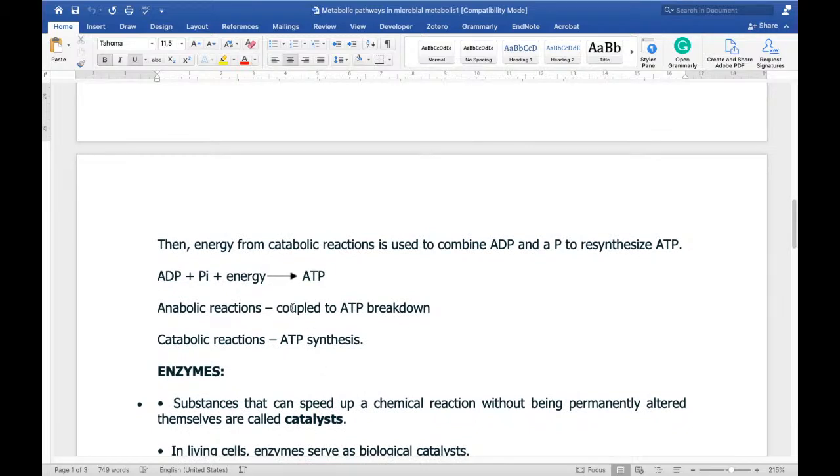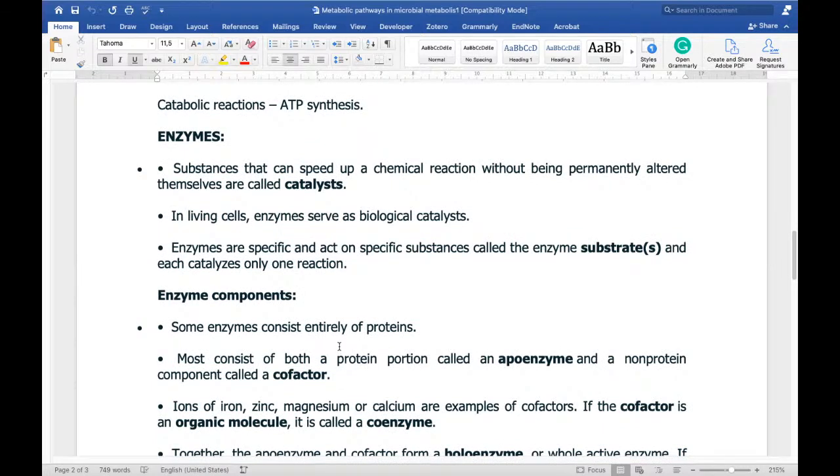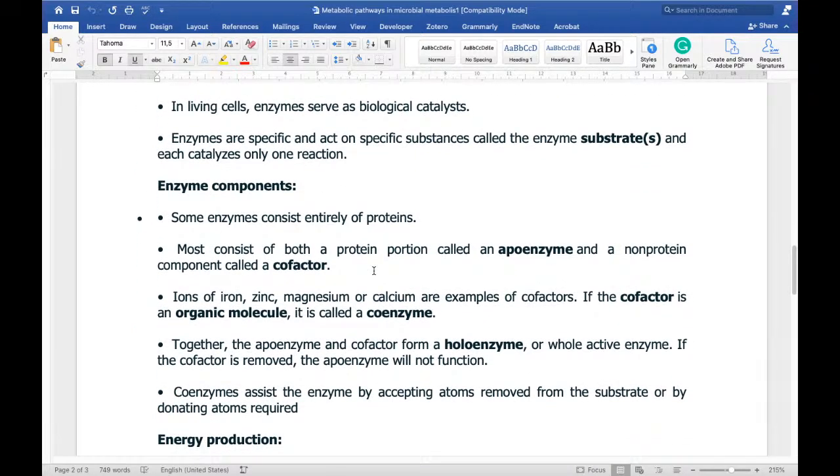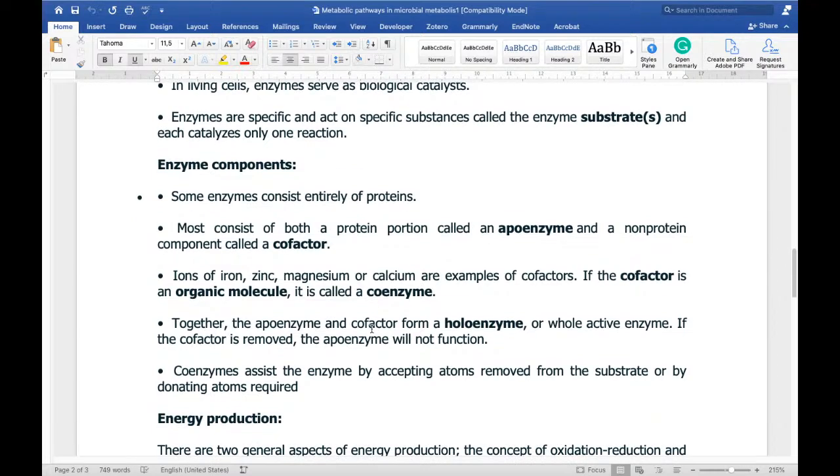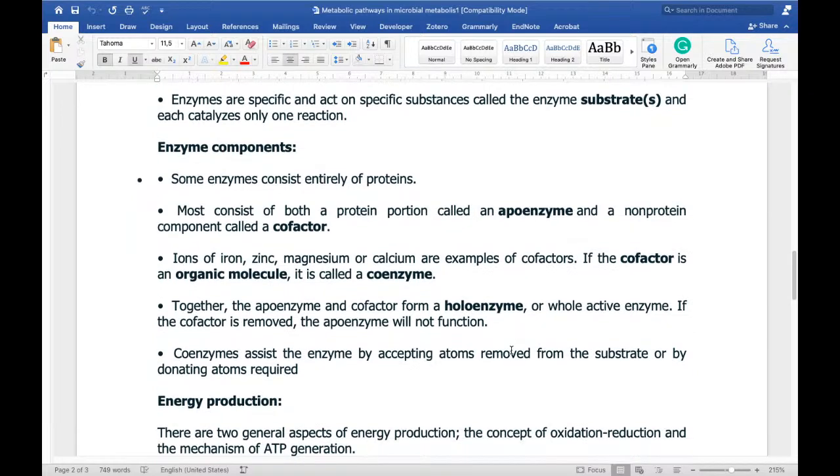And then this energy can also be resynthesized in a reversible reaction, and that will be known as ATP synthesis. Enzymes, we have discussed, act as biocatalysts, in which there is a substrate and they get attached to it to produce your product. An enzyme consists of a protein portion called apoenzyme and a non-protein portion, the cofactor. This cofactor could be zinc, iron, magnesium, and it could also be organic molecules. Together apoenzyme and cofactor form holoenzyme, which is the active enzyme which will work.